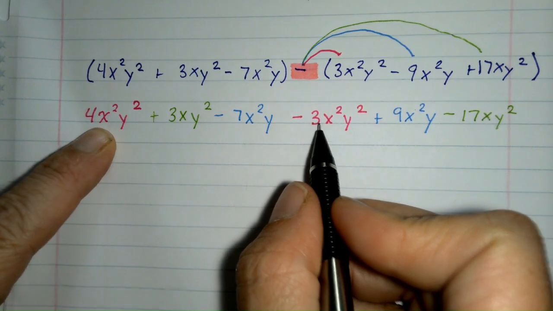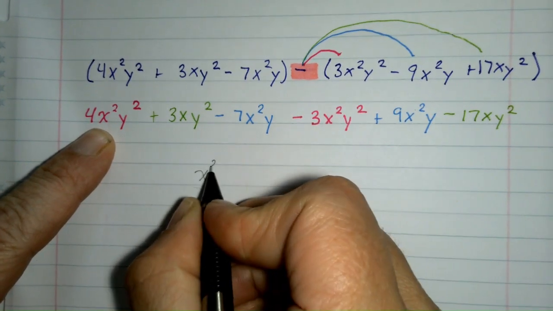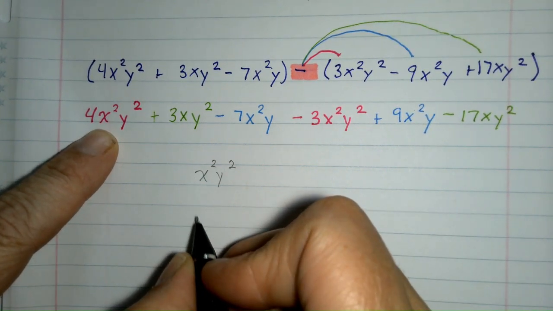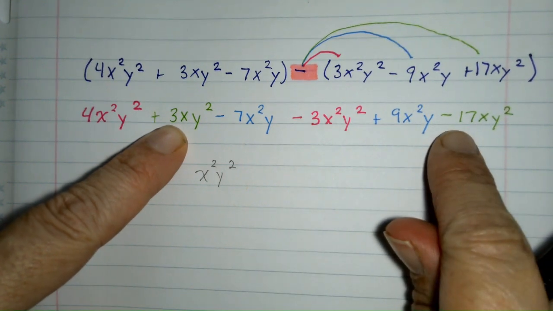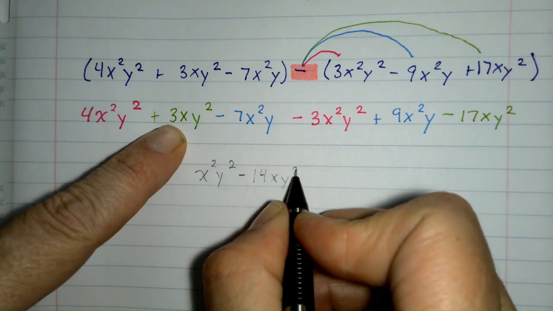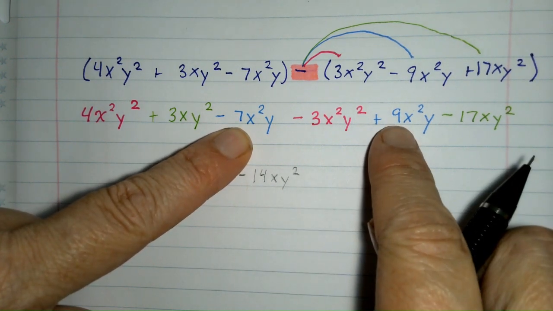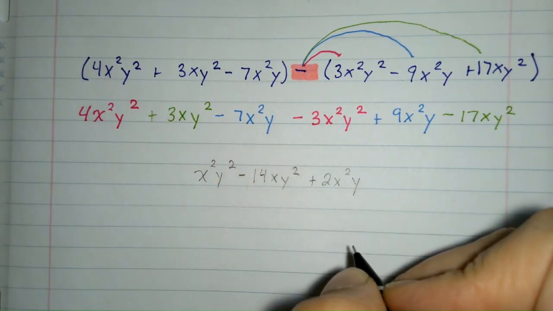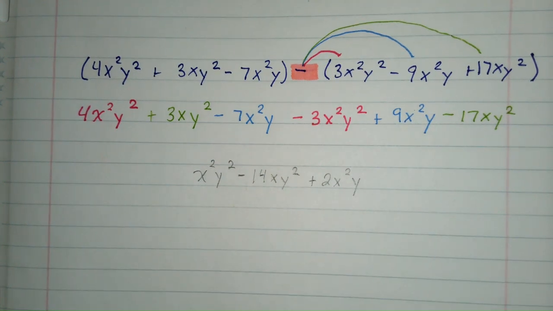So 4 of these minus 3 of these leaves us with 1. I'm not going to go ahead and write 1 in front. There's an assumed coefficient of 1. 3 and minus 17 leaves us with a balance of negative 14. And negative 7 plus 9 leaves us with a balance of positive 2. So adding and subtracting are very similar. You just need to make sure you pay attention to your signs and that you combine like terms.